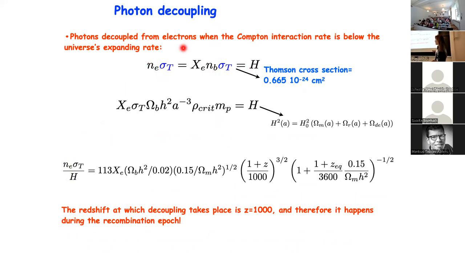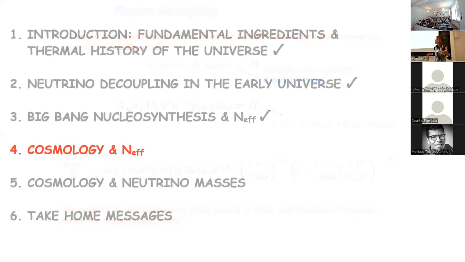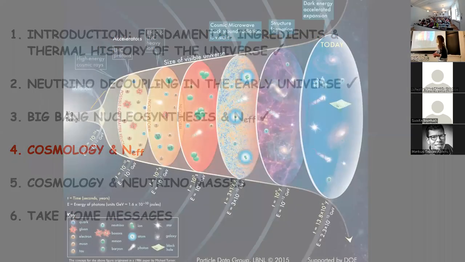This is when the thermal rate, given by the Thomson cross section, equals the expansion rate of the universe. You can see that the redshift at which the decoupling takes place is roughly 1,000, right after the recombination period. So photon decoupling, the CMB, redshift 1,000, and basically 300,000 years. So let's continue with what happens here.